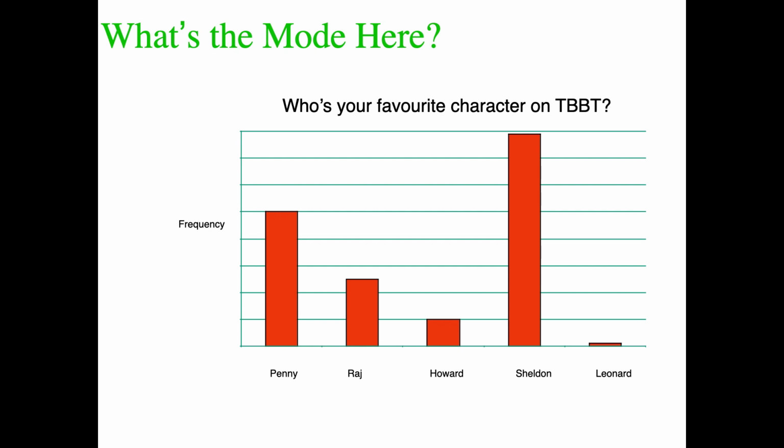So the answer here is, when I say, what's the mode? The mode is Sheldon. It's not the frequency count. It's not how many people voted for Sheldon. It is the most frequent category that makes up that variable. And that particular answer here is Sheldon. So Sheldon would be the mode of this distribution.